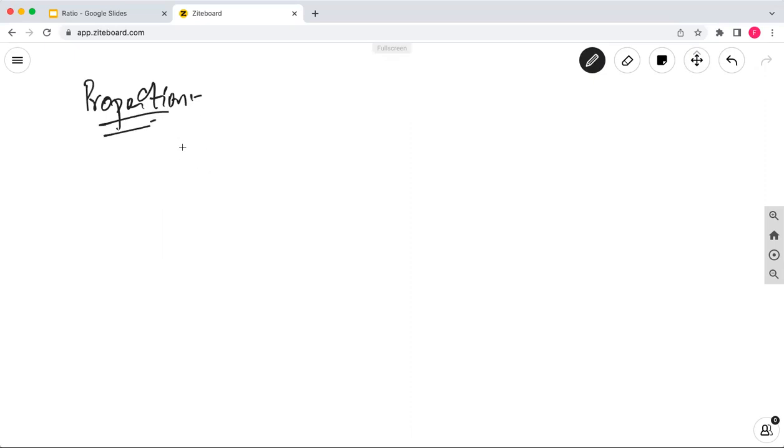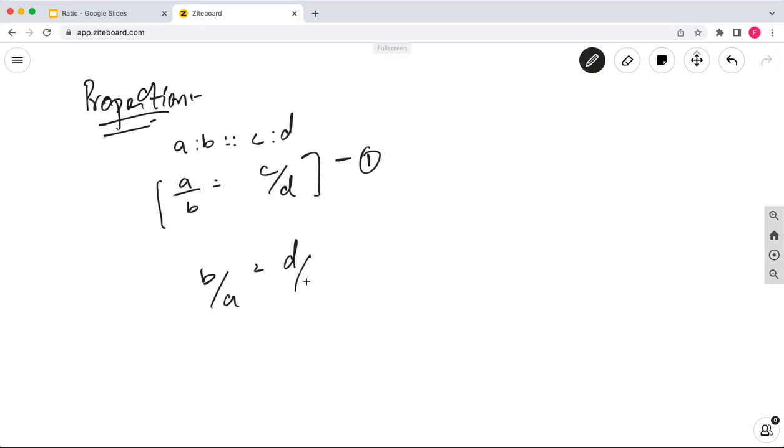For example, this is the usual statement written about proportion, A ratio B proportion C ratio D, right? Which is also written as A over B is equal to C over D. How can we play with this proportion? This is the same as if you write this as B over A is equal to D by C. I just cross multiply and change the value, right? I can also write this as A over C is equal to B over D.